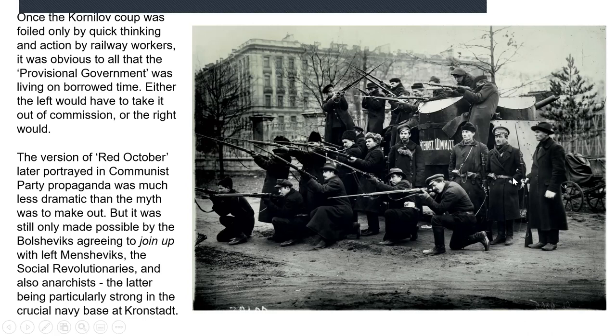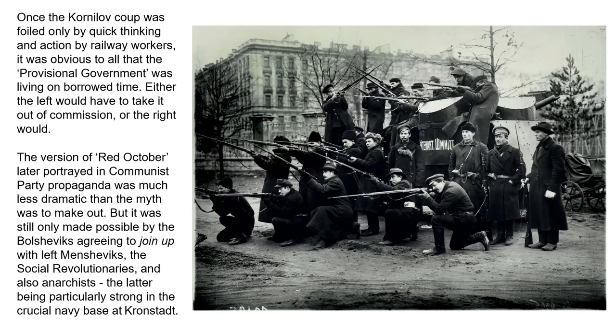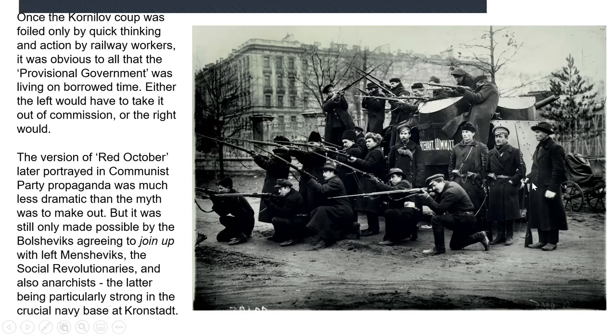Similarly, the socialist revolutionaries join in, or the left wing of the socialist revolutionaries join in particular, and also the anarchists. The anarchists are quite important because they are particularly strong in the crucial naval base at Kronstadt, which is just outside St. Petersburg, and they form the elite forces in the Red Guards immediately after the October Revolution, and they enable the takeover of Petrograd very quickly.